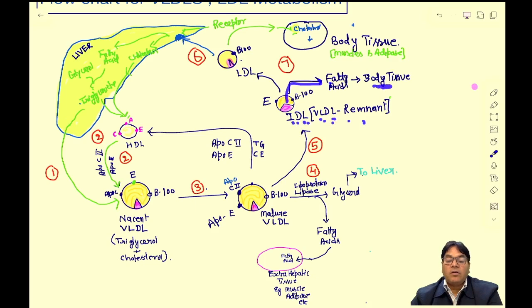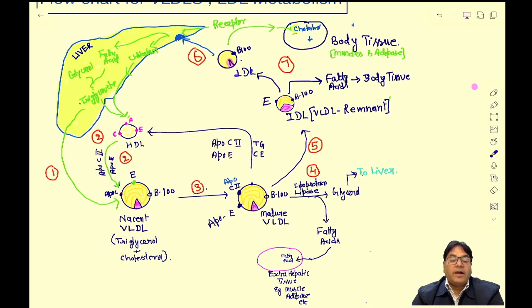This IDL, or VLDL remnant, also loses its fatty acids, and these fatty acids enter into the body tissue. And when further fatty acids and triglycerides are released from here, these IDL get converted into low density lipoproteins. These LDL have only B100 as their peripheral protein. This apoprotein E is also lost from here.